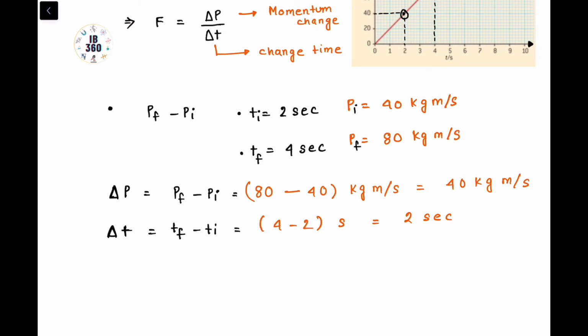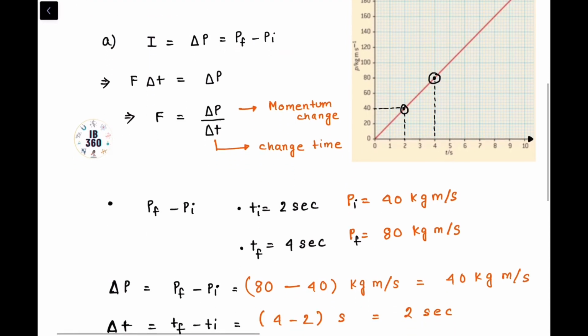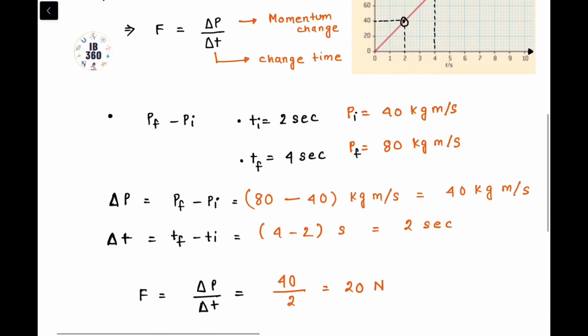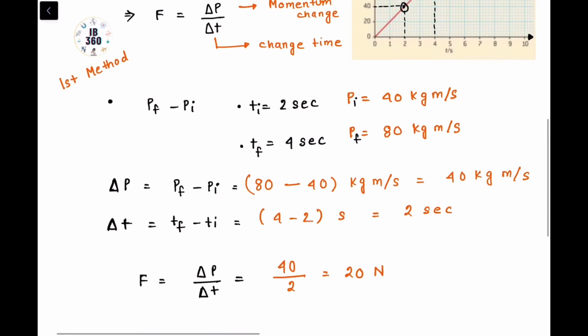So the force will be equal to delta p divided by delta t, which is 40 divided by 2, which is equal to 20 Newton. So we got the value of force, 20 Newton, by the first method. This is our first method.